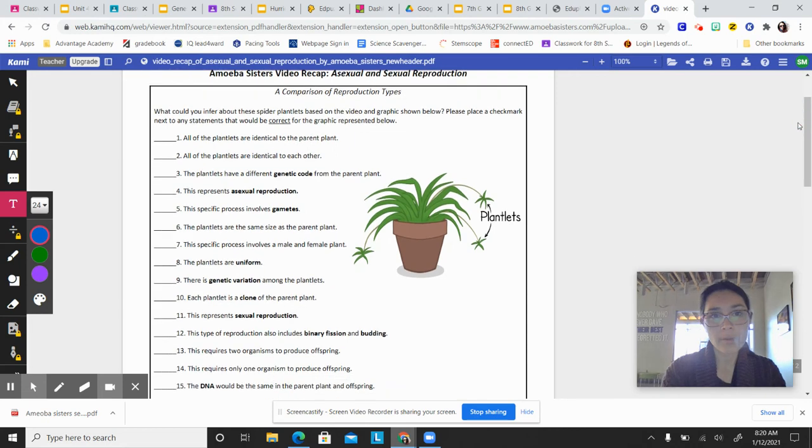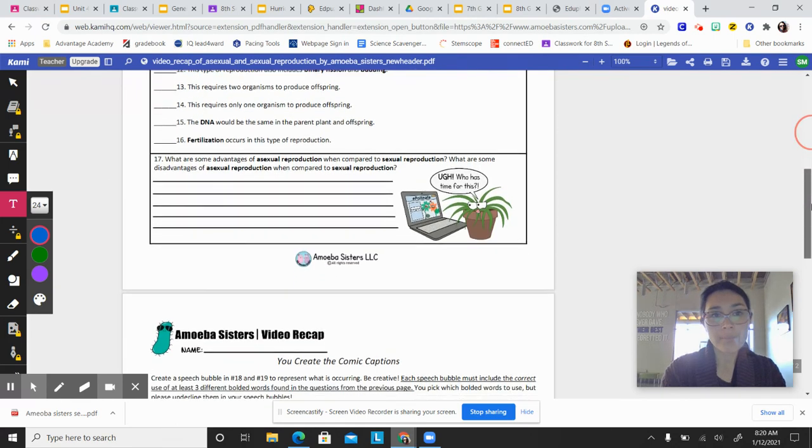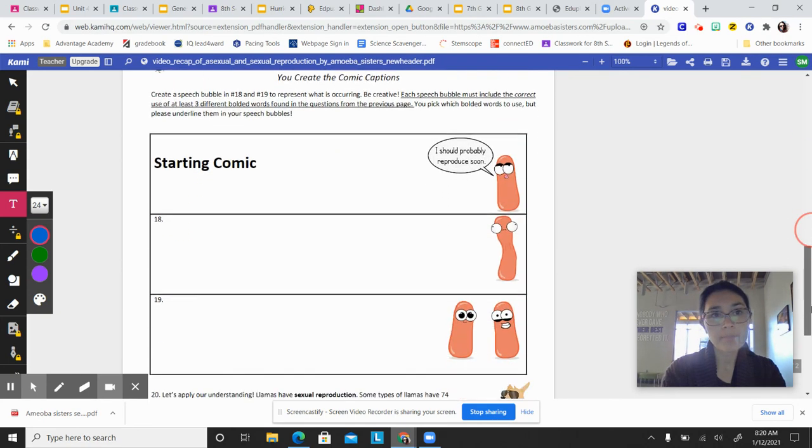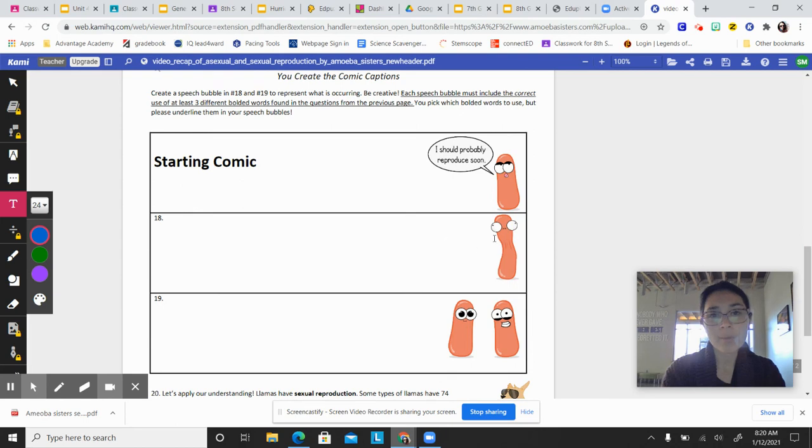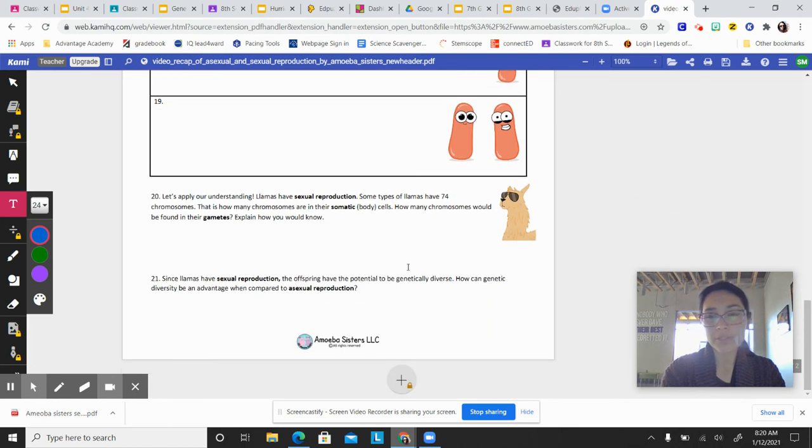For this part, you are going to be looking at the picture and reading these descriptions. The ones that are correct for this picture, you're going to put an X next to. This one, you're going to write some advantages and disadvantages of asexual and sexual reproduction, also using the text box. This one, you are going to create a speech bubble for this guy and this guy, these guys, so that I get an understanding if you know what this is. And the last two things, just read the questions and answer them to the best of your ability, all of which you're going to use the text box for.